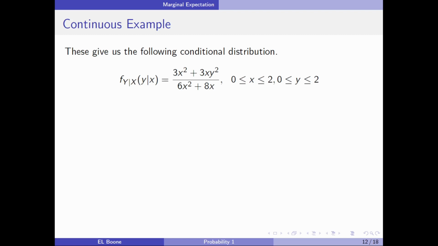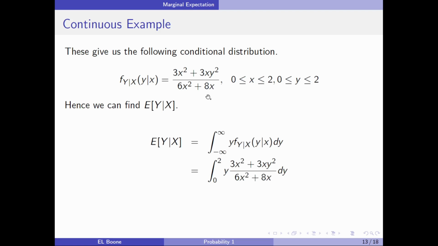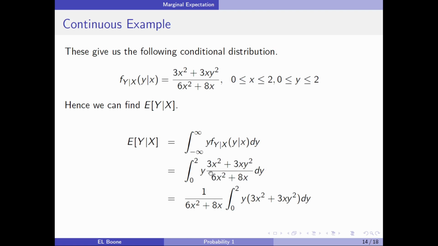And what we're interested in is the expected value of y given x. So here's what we're interested in. How do we do this? Well, we plug in our formula here, which means we plug in y times our density. And as we go along here, all of this with the x is just a constant with respect to y, so it can all be pulled out, which makes it easier.